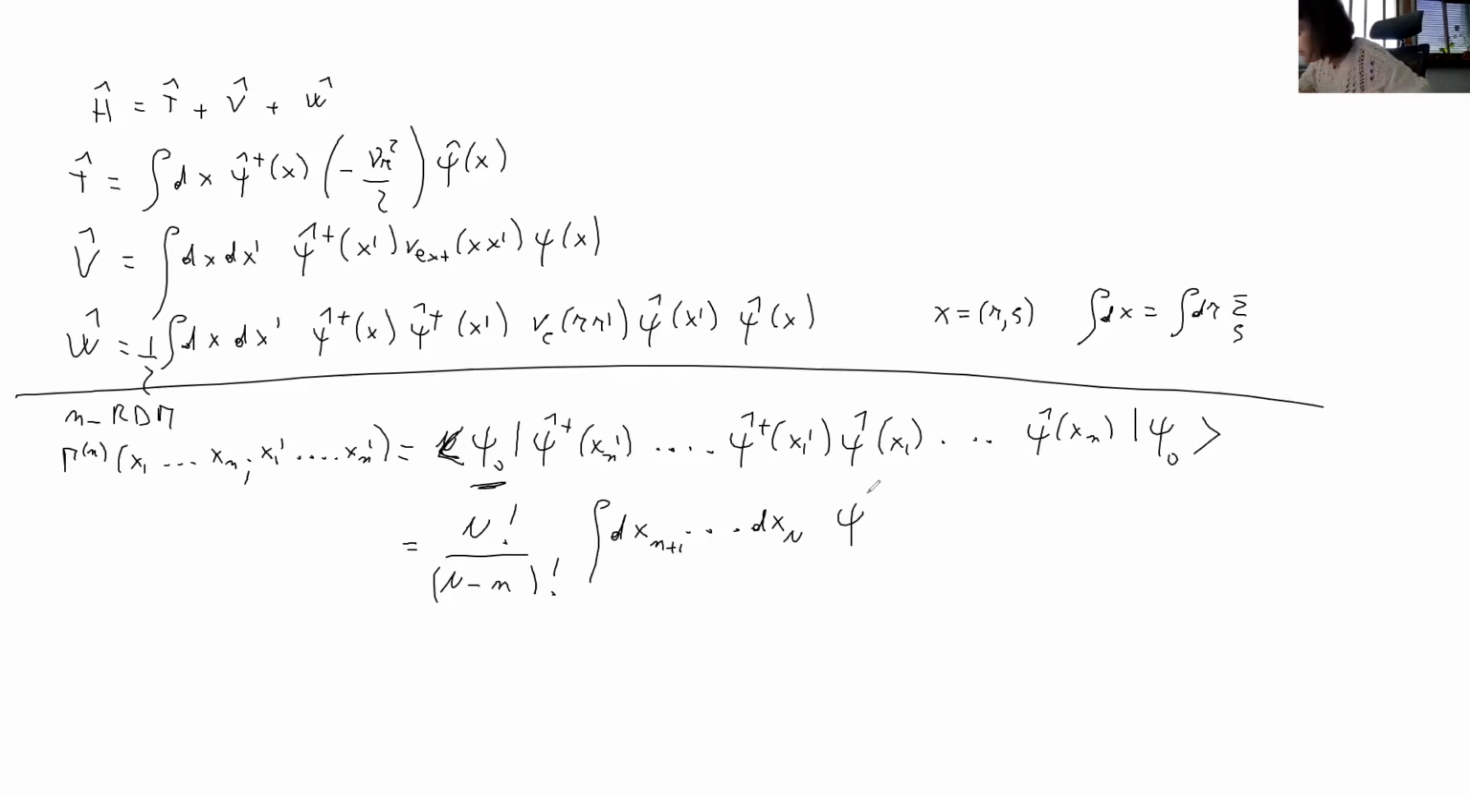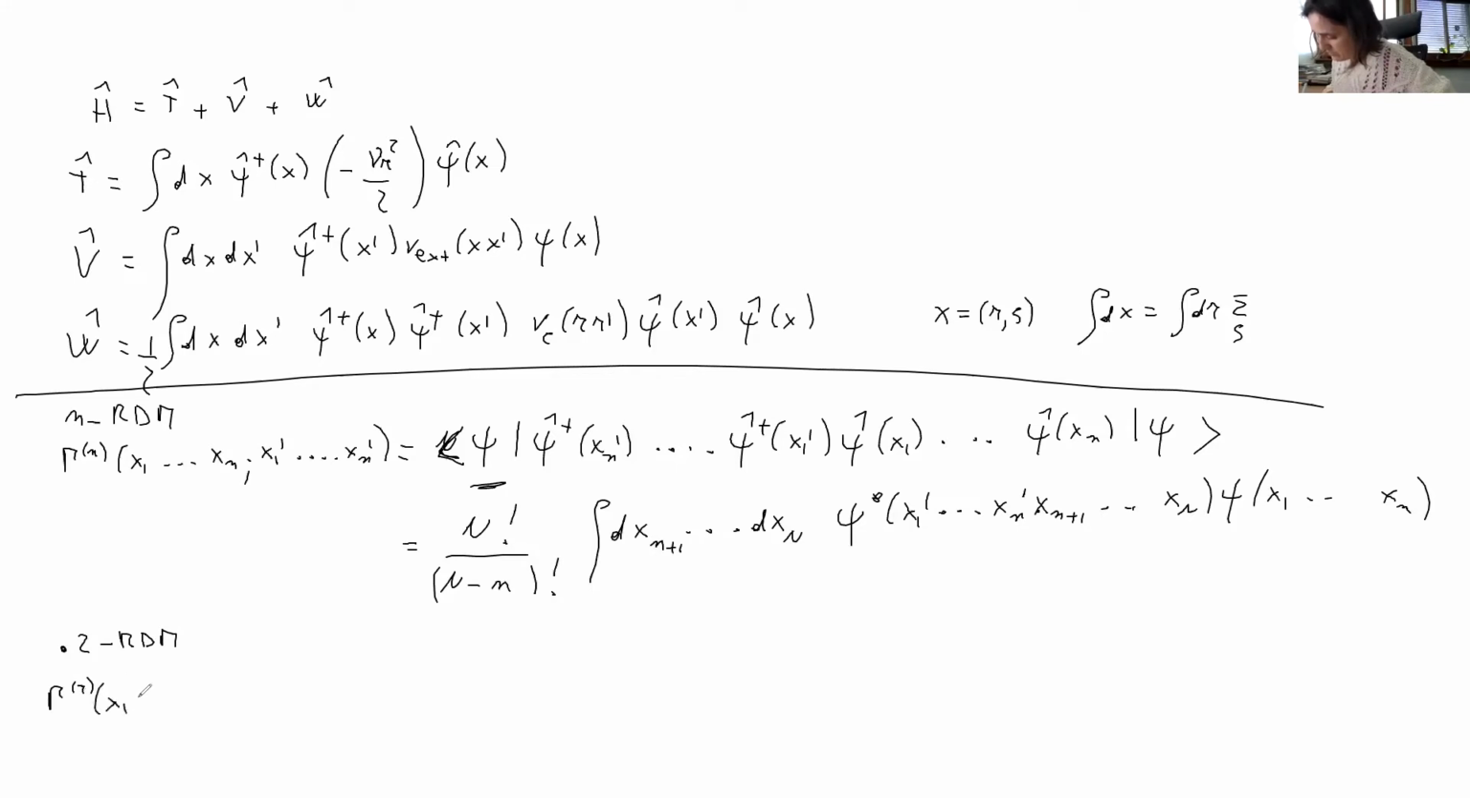So let me be more general here. I don't like to put the ground state. Let's be more general. N prime, and then here I have xn+1 up to xn, and then I have x1, xn. Okay, so this is a general definition of the n-RDM. Then of particular interest for our lecture will be the two-body one, so n equal 2. Which is this.